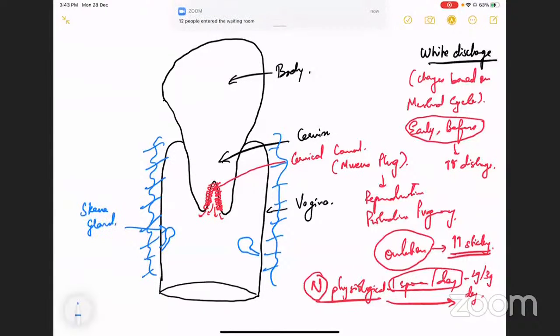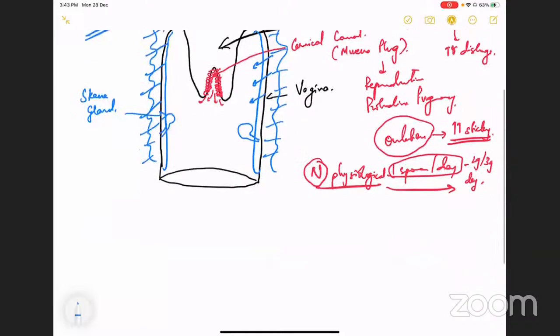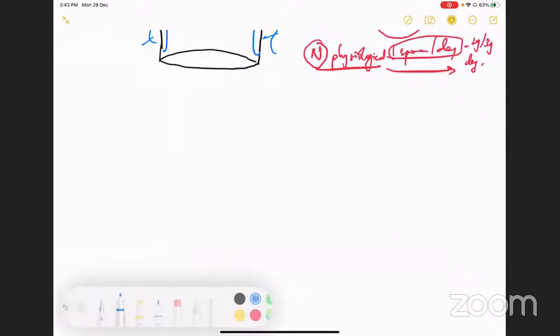Most of the discharge which occurs in the vagina, or which occurs through the vagina, and that is important to remember, is actually going to be a transudate. If you study the vagina, it is lined by epithelium. All the venous heaviness which is there gets transudated and it comes out as vaginal discharge.